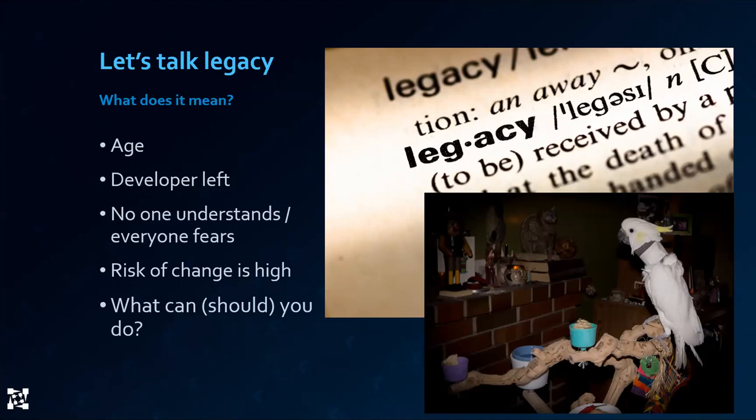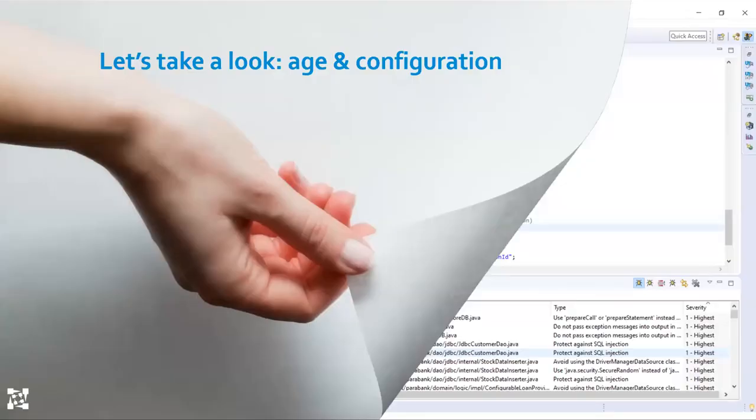Probably the least effective two are, one, to simply ignore it and presume that it's safe, or two, presume that it's the same as new code and try and fix everything in it. So let's take a look at some ways that we can deal with different forms of legacy code.